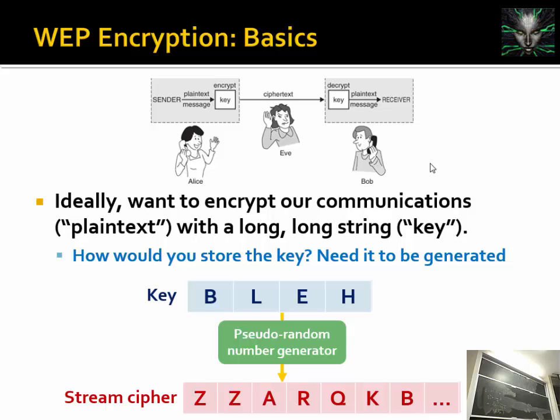He plugs it into the same pseudo random generator. This is just a C program on his computer, or on his wireless device. You get the same stream back. When you XOR things together, you combine them. He's going to transmit the ciphertext, which is the stream XORed with the data you actually want to say. Does that make sense?